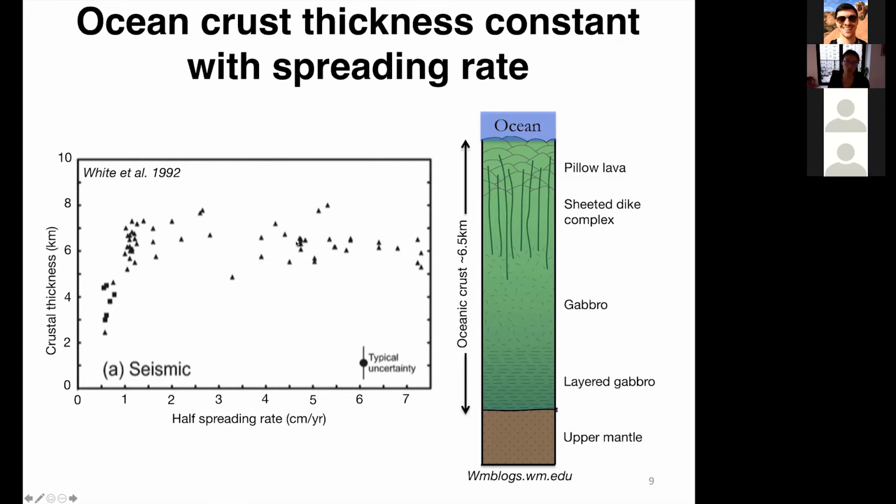So we expect most of the data to be in this part here, like 6 to 7 kilometers. This 7 kilometers is made up of different layers, as shown on the right. You have the pillow lava at the top, followed by the sheeted dike complex, the gabbro, and then a layered gabbro. Then you have the upper mantle, so this is where the Moho should be.